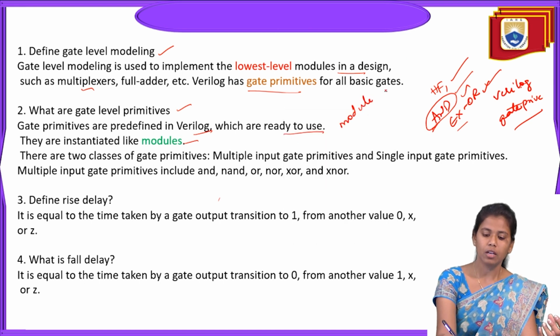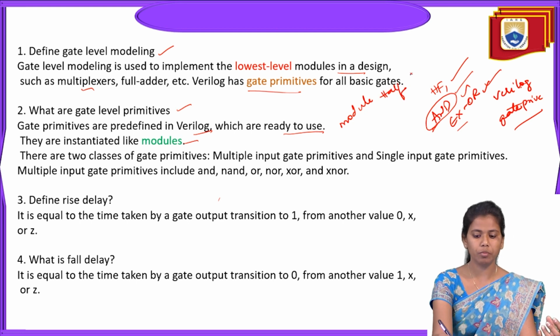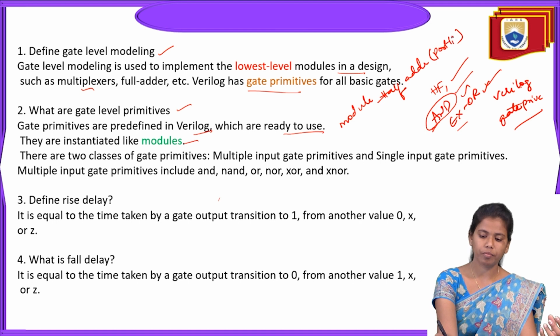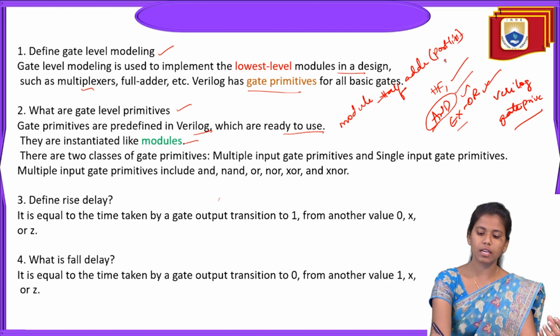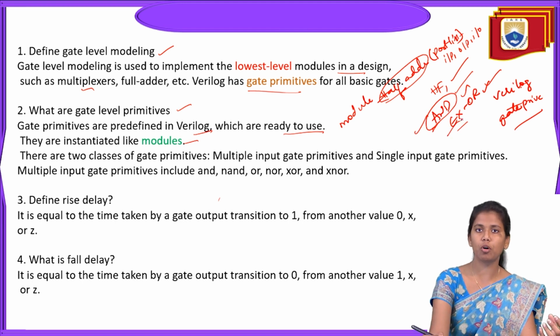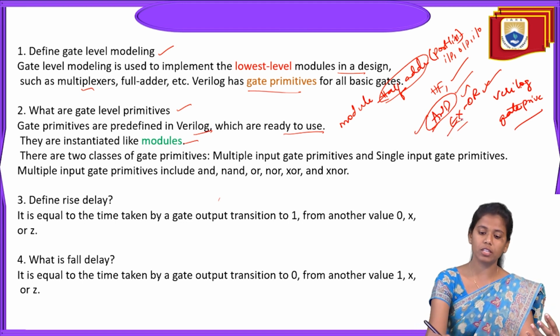Module is a keyword, and you are designing the half adder, so you write module, the half adder, and the port list. The port list consists of input ports, output ports, and inout ports. Here my module is all about the half adder. This half adder is formed as a structure because I'm using two modules as sub modules: AND is a sub module and XOR is a sub module.